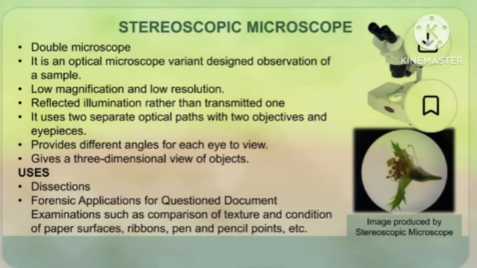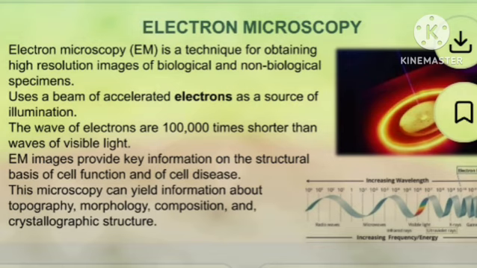And next slides. Electron microscope is a technique for obtaining high resolution images of biological and non-biological specimens. It uses a beam of accelerated electrons as a source of illumination. The wavelength of electrons is 1 lakh times shorter than waves of visible light. The electron microscopic images provide information on the structural basis of cell functions and cell disease.